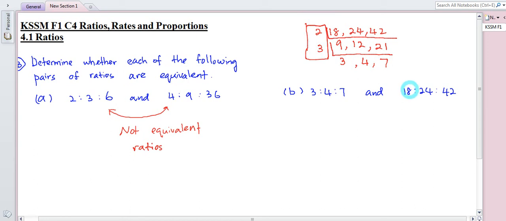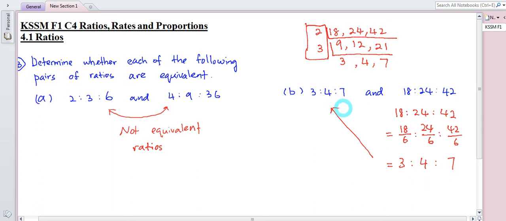The highest common factor for these three numbers is actually 3 times 2, you get 6. Or you divide it by 6. 18 divided by 6, you get 3. 24 divided by 6, you get 4. 42 divided by 6, you get 7. You see? They are actually the same thing. So for this pair of ratios, they are actually equivalent. Equivalent ratio.